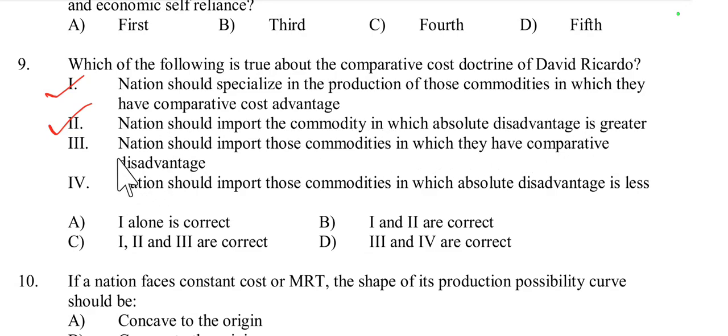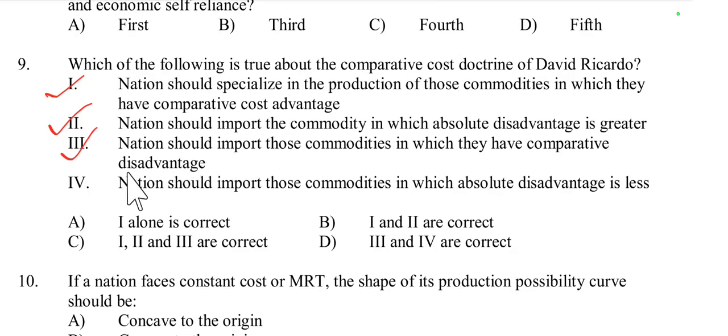Then option 3, nation should import those commodities in which they have comparative disadvantage. So this is also right, because a nation should import goods in which they have a comparative disadvantage.